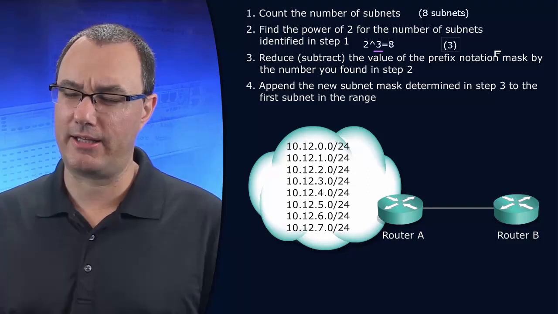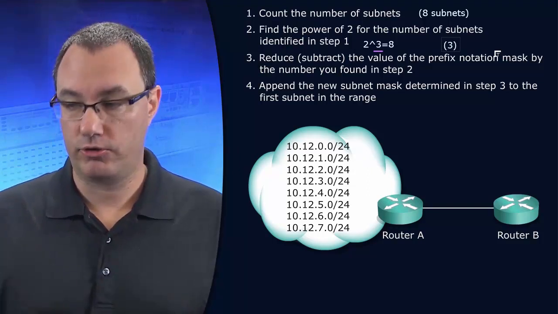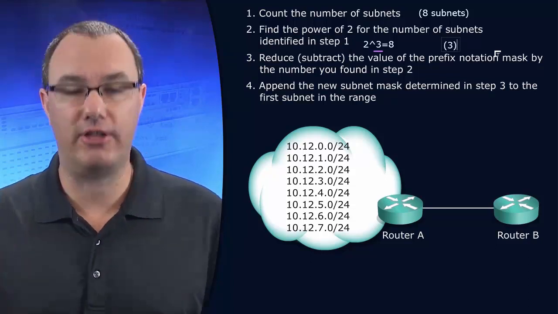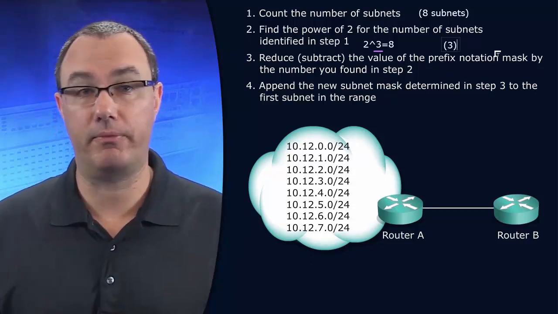And if you're struggling with that, think about it. 2 to the 1 is 2. 2 to the 2 is 4. 2 to the third is 8. And then it goes to 16 and 32, above and beyond what we need.